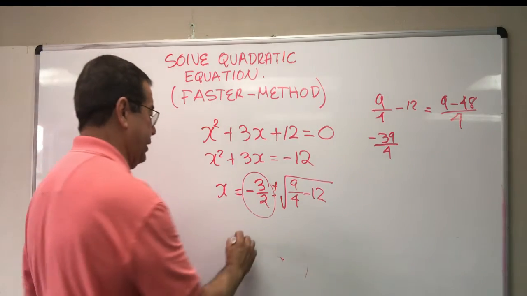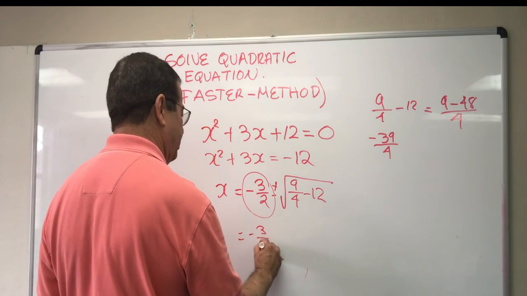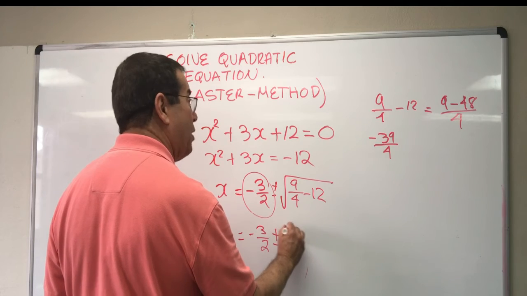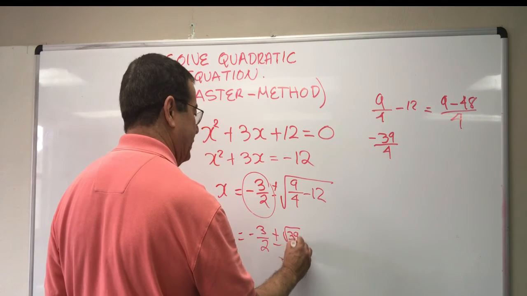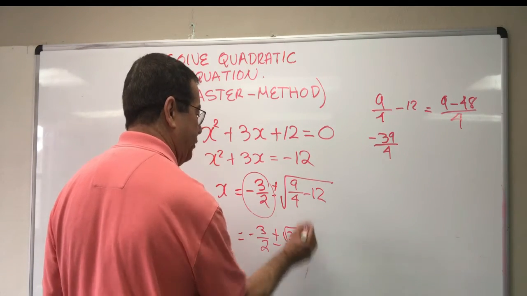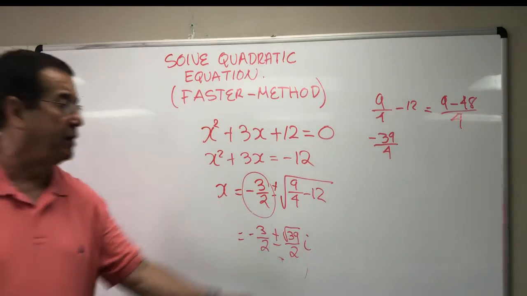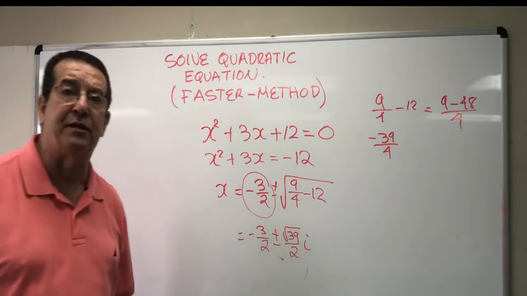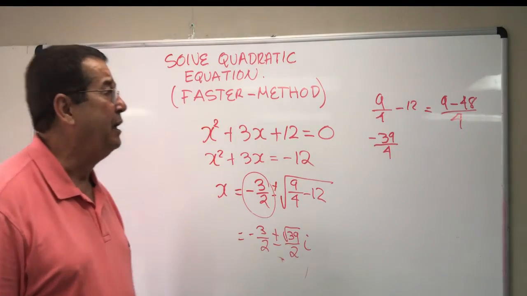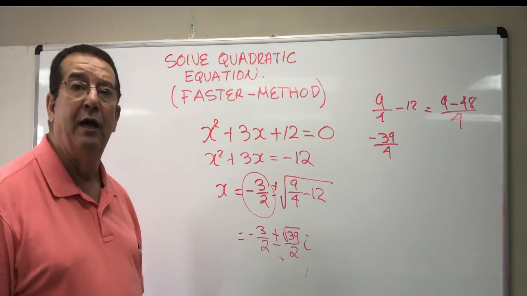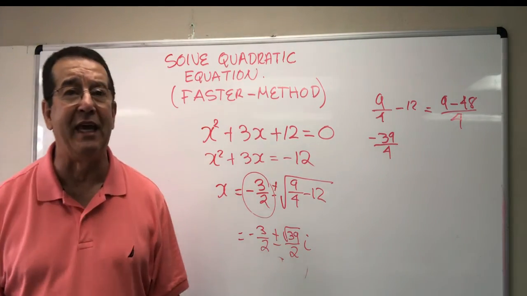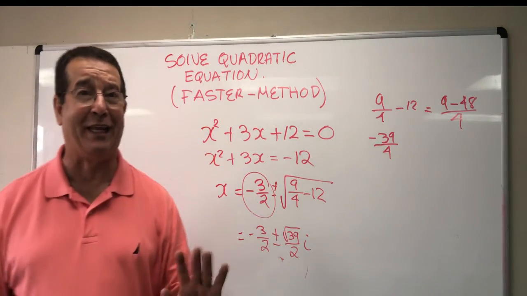Now it's going here: negative 3 over 2, plus and minus the square root of 39 divided by the square root of 4, with i, and you find the solution. It's very simple. Because it's negative, the solution is imaginary: square root of 39, and the square root of 4 is 2. It's very easy to find the solution of any quadratic equation.